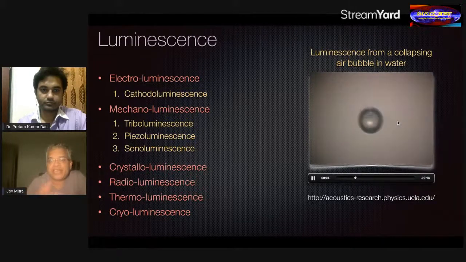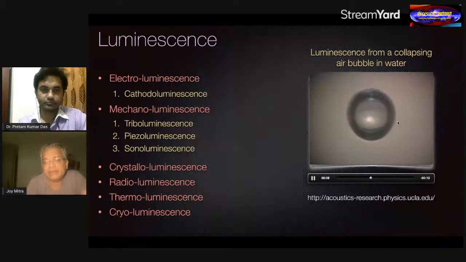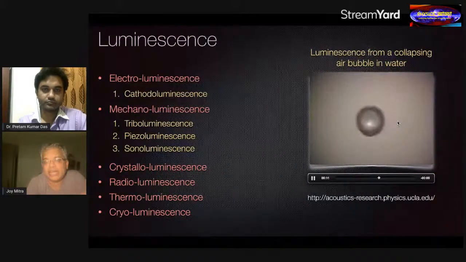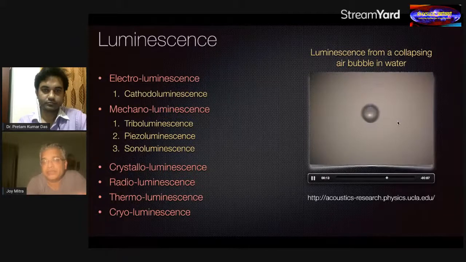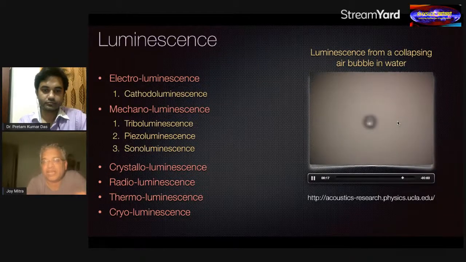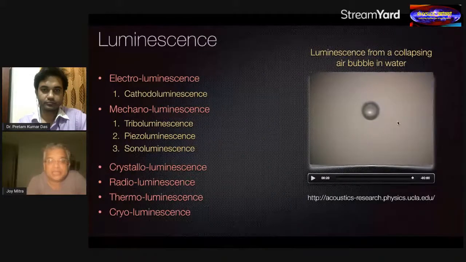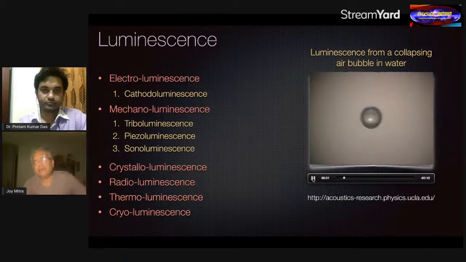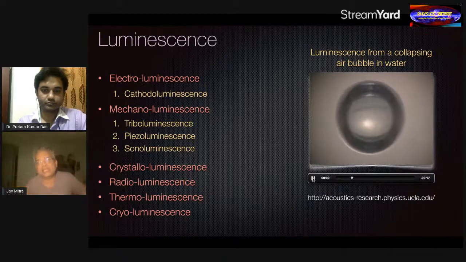In fact, the movie here shows an air bubble in water, and the people are applying pressure to collapse that air bubble. Look what happens when the air bubble collapses. It gives a brilliant flash of light. So where does that light come from? It is an example of mechanoluminescence, specifically known as sonoluminescence, because it has to do with sound waves and pressure.